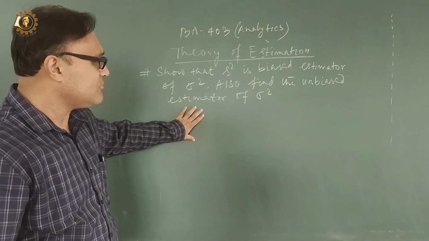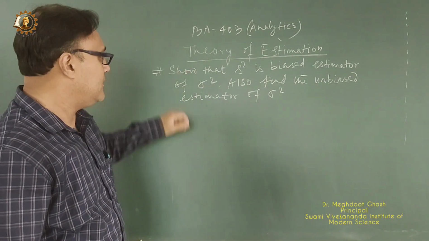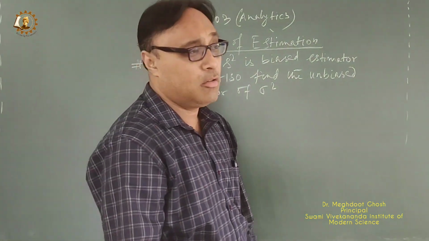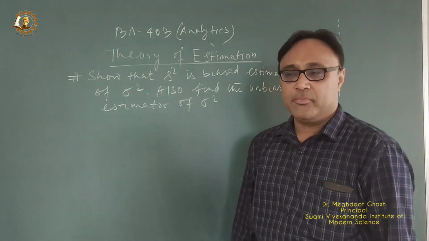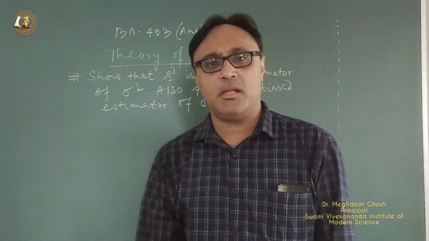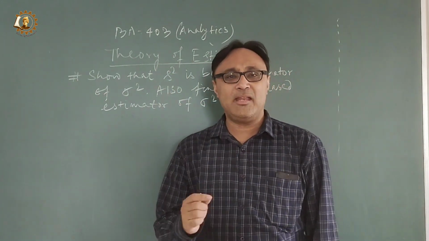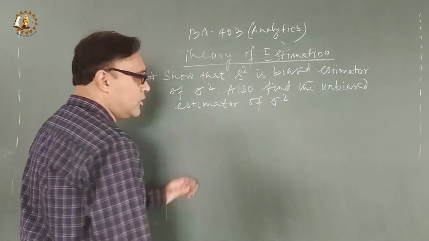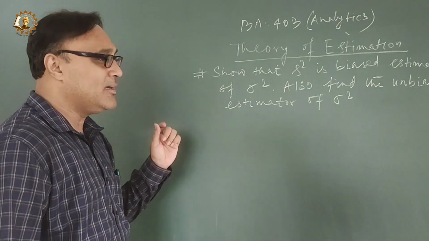With a new problem from theory of estimation, that is, show that S square is a biased estimator of sigma square. Also we need to find out the unbiased estimator of sigma square. This is a very important question from your examination point of view, and we are going to solve it with a very easy approach. Okay, so let us start the solution with some basic assumptions and some basic understanding of the theory.